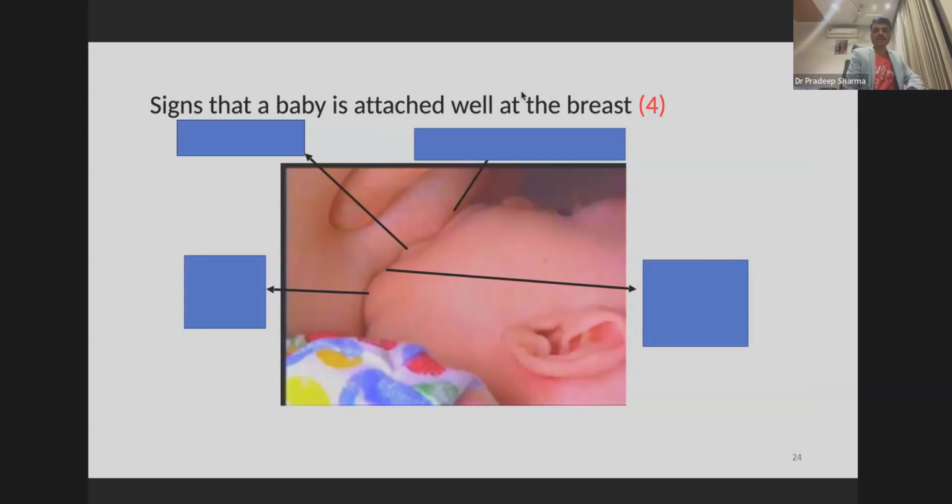Signs that a baby is attached well on the breast. Mouth should be wide open, chin should be touching the breast, upper areola more visible than the lower areola, and what else? Lower lip is everted. Very good.